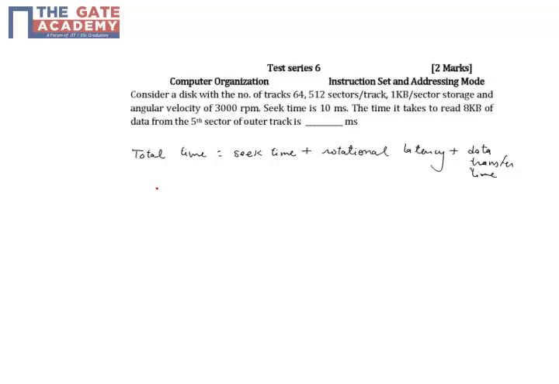Rotational latency will be half of the one rotation time. So we will calculate one rotation time. For 3000 rotations it takes 60 seconds, per minute they have given. So for one rotation it will be 60 divided by 3000 seconds. If I convert this value into milliseconds, it will be 20 milliseconds. So my latency will be half of this time, that is 20 divided by 2, 10 milliseconds.